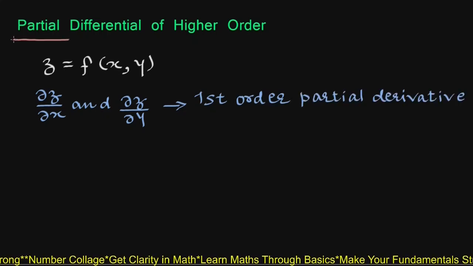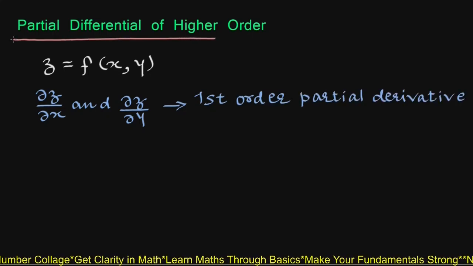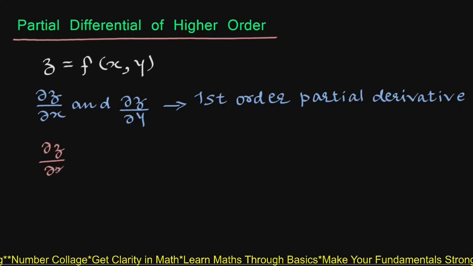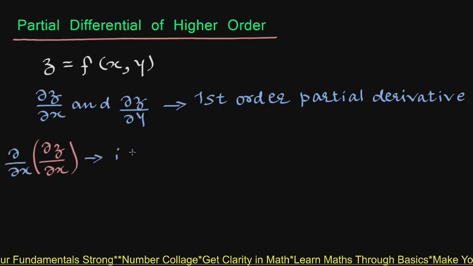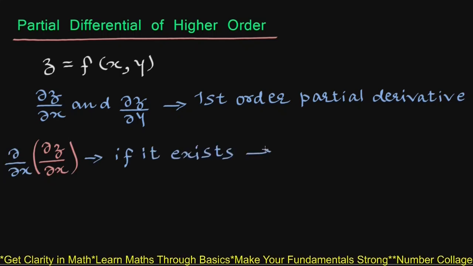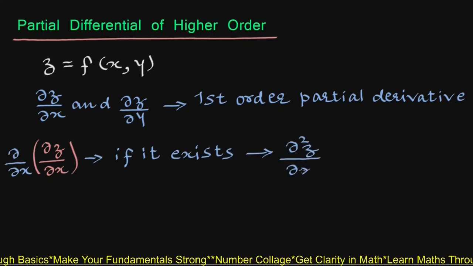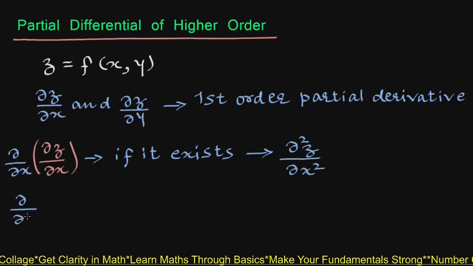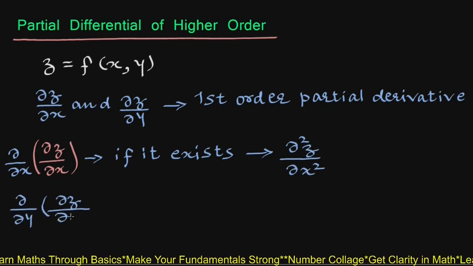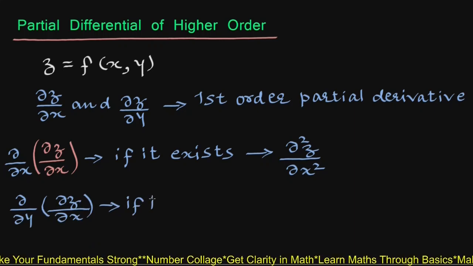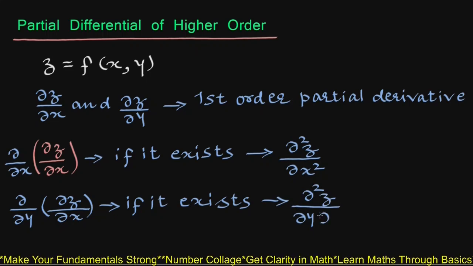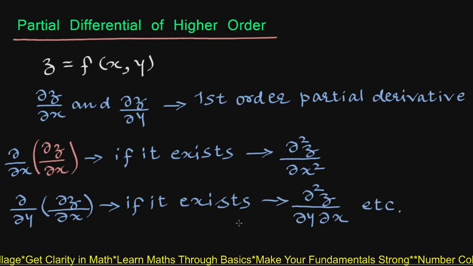To find partial derivatives of higher order, we again differentiate ∂z/∂x with respect to x, if it exists, and write ∂²z/∂x². Similarly, we write ∂/∂y of ∂z/∂x, again if it exists, and write it as ∂²z/∂y∂x, etc. Let us see more about this.